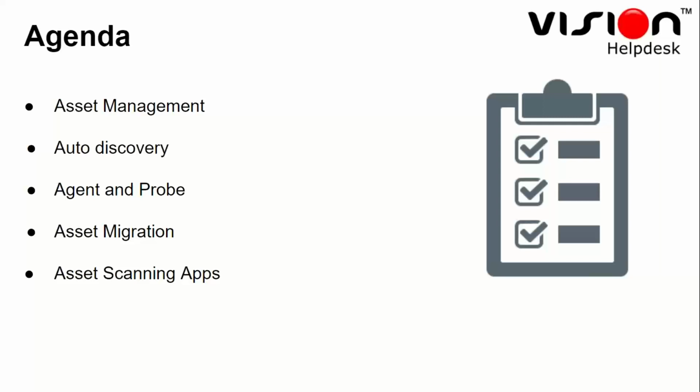And in the asset auto discovery, you have the agent and the probe. We'll be discussing more on that, as well as if you have assets in another system, how to migrate those assets into Vision Helpdesk, so we'll be learning about asset migration. And we also have asset scanning apps, so we'll be discussing that also.